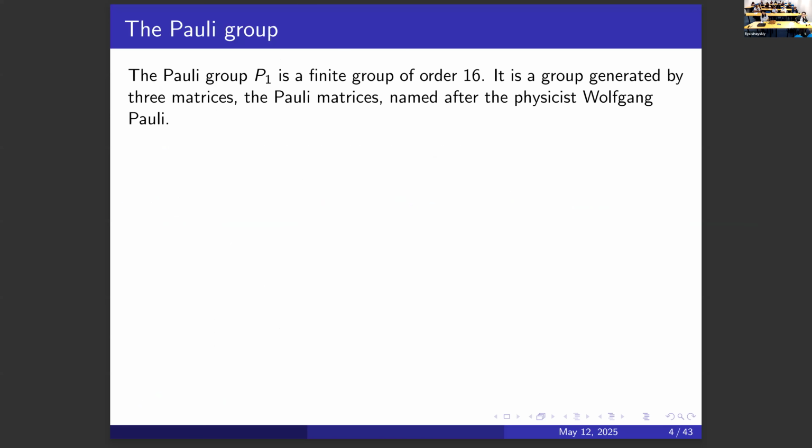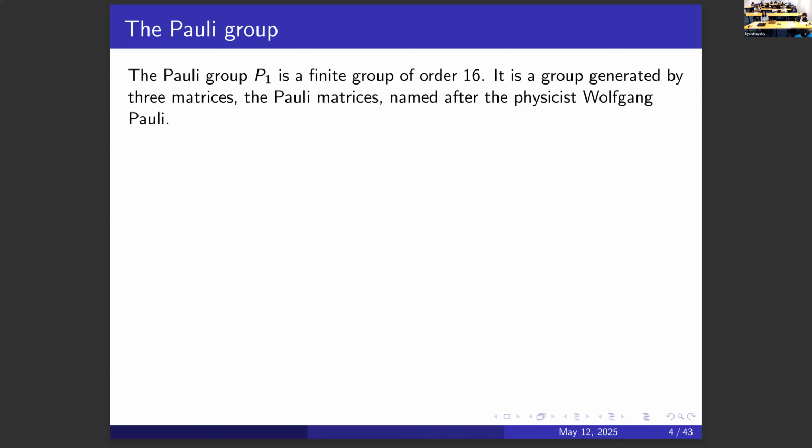So the Pauli group, what we talk about when we talk about the Pauli group, we denote it P1 because it's technically the first edition of the Pauli group. When you are generalizing it in this specific case, we're going to be generalizing it in. And this is a group, a finite group of order 16, and it's a group that's generated by three matrices. These are called the Pauli matrices, named after the physicist Wolfgang Pauli.